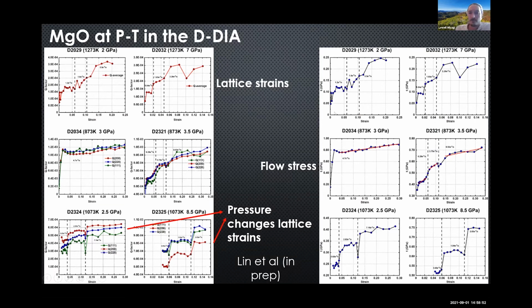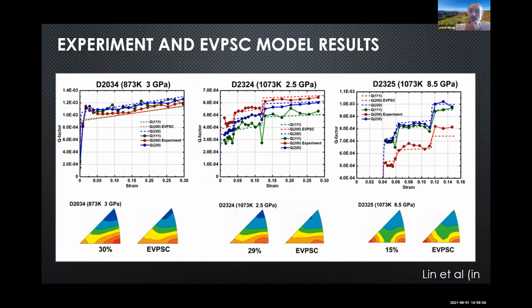You can also plot flow stress here. So if you wanted to look at the flow stress in GPa for these different runs, you can see variations in strength with temperature and strain rate, for example. Okay, then what you can do is model all of these with EVPSC. Again, this is my student Feng Lin. This is in prep and is the last chapter of his PhD thesis.